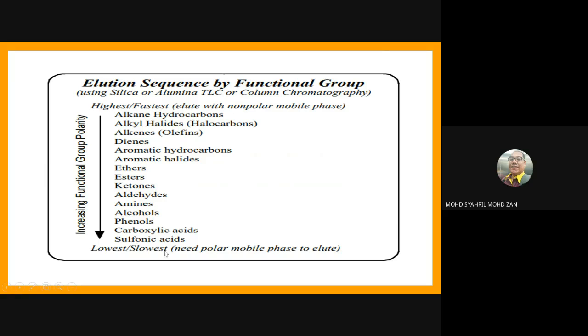The lowest or slowest need polar mobile phase to elute. The highest or faster elute with the non-polar mobile phase.